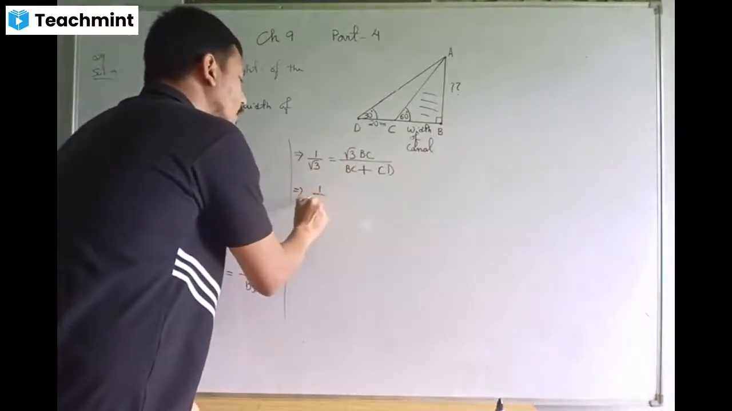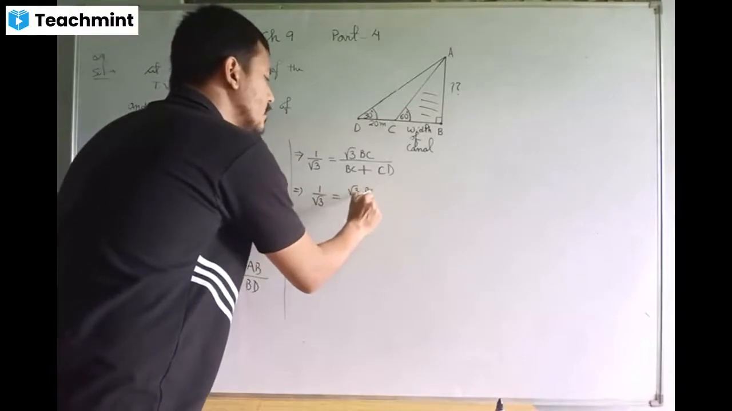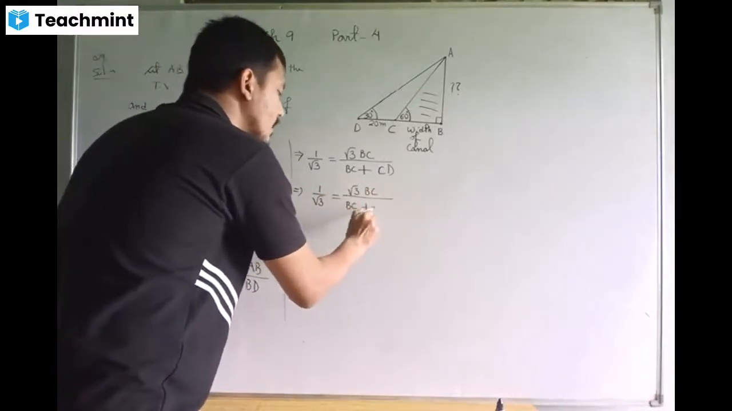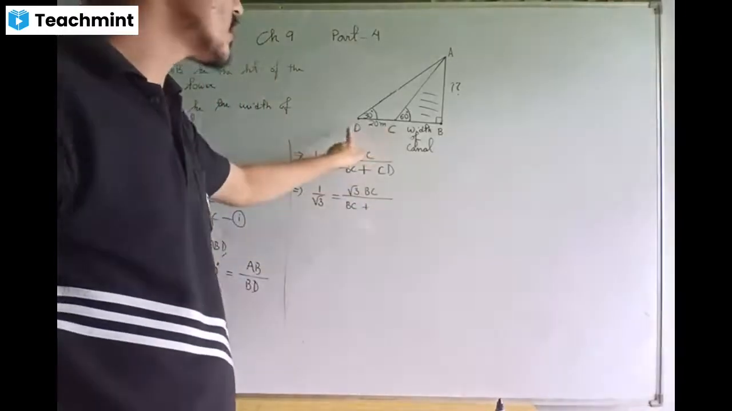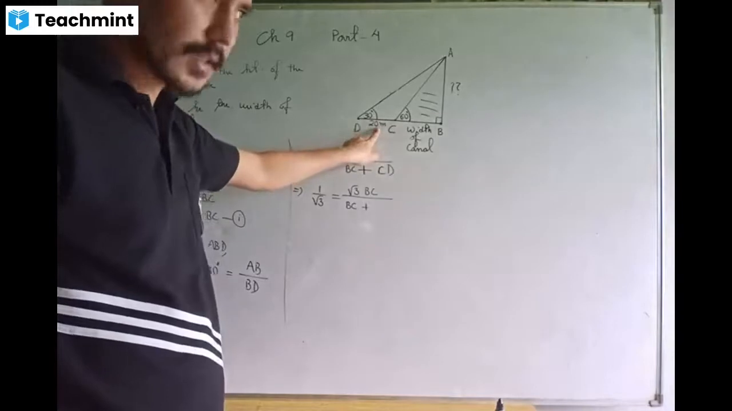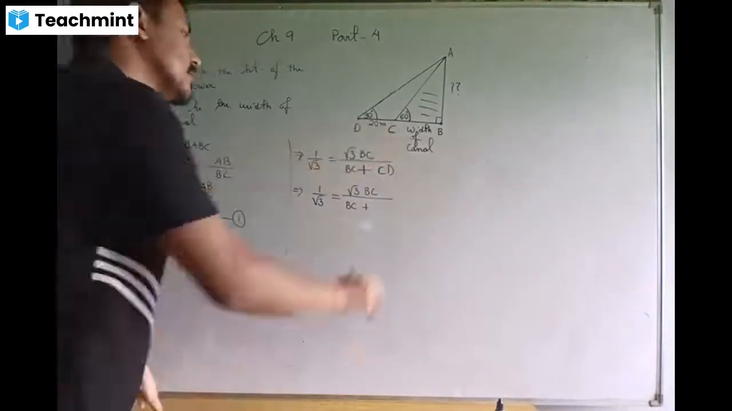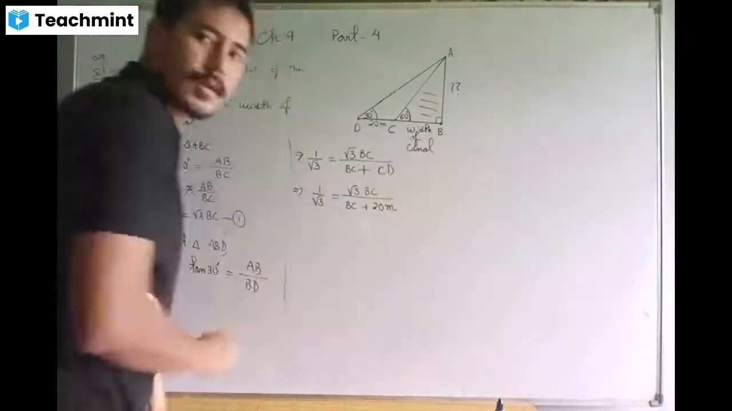Now, 1 upon square root of 3 is equal to square root of 3 times BC upon BC plus. Now look at your figure. Look at the figure, class. The length of CD is 20 meters, right? So CD has to be replaced by 20 meters.